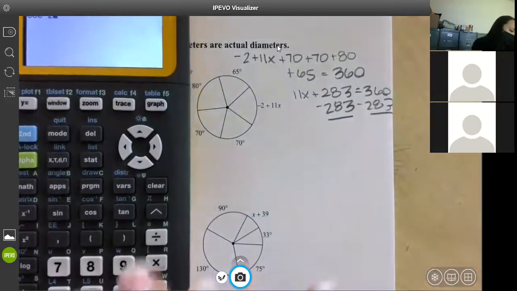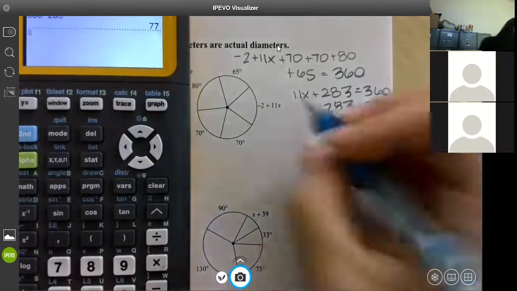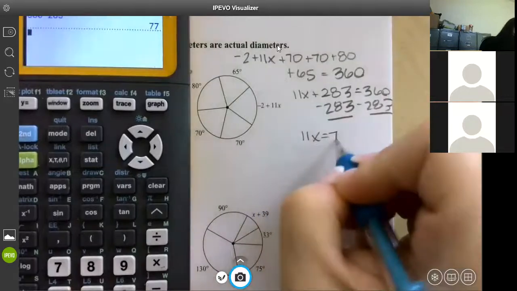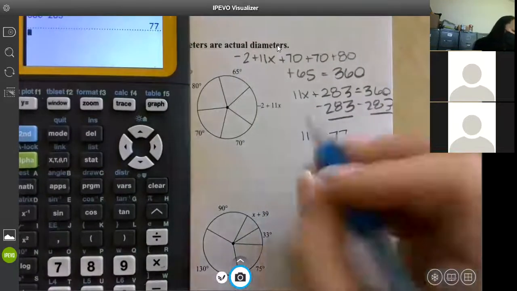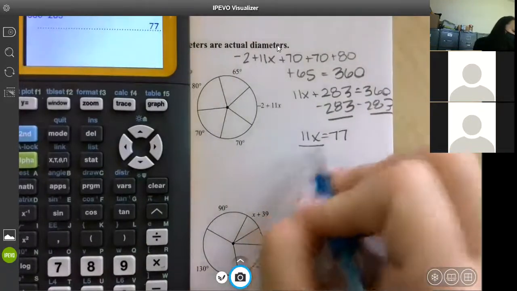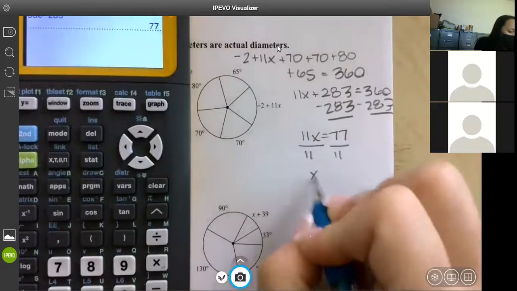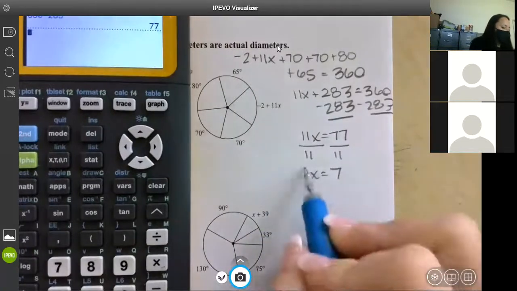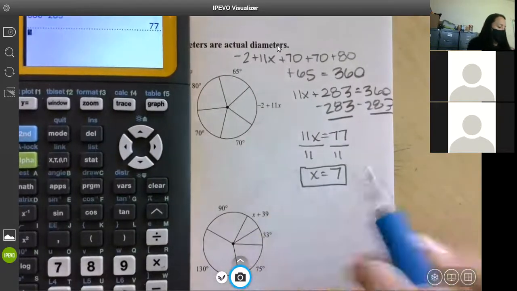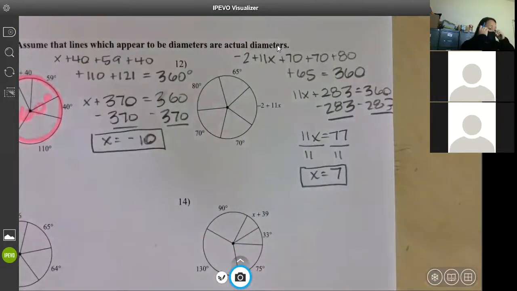So 360 minus 283 gives me 11x equals 77. How do I finish? And x equals 7. Okay. Any questions? All right, so think back to previous problems.